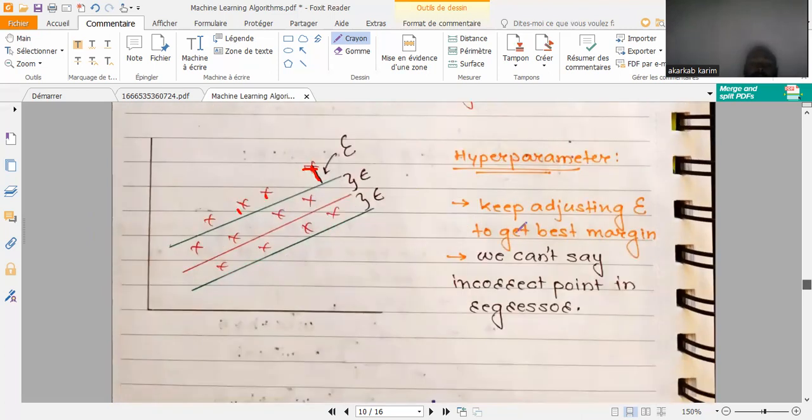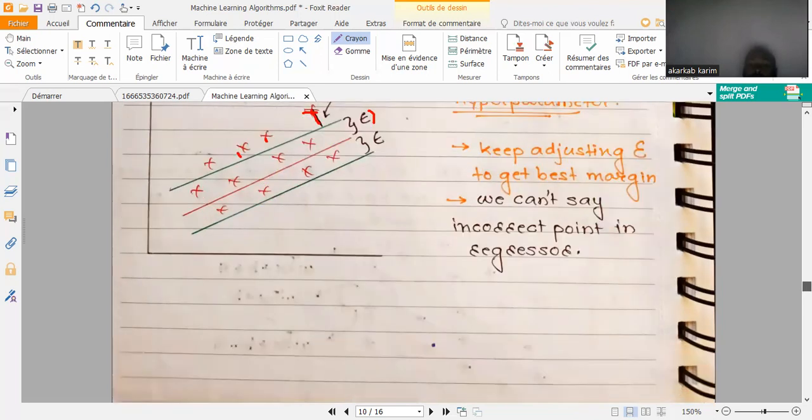So this keeps adjusting eta to get the best margin. This is the hyperparameter. We have epsilon, and we have eta above the plane or above the margin. We see how much error there is above it, and inside, between the margin and the line, we see how much error we have. And that's clear for you all.